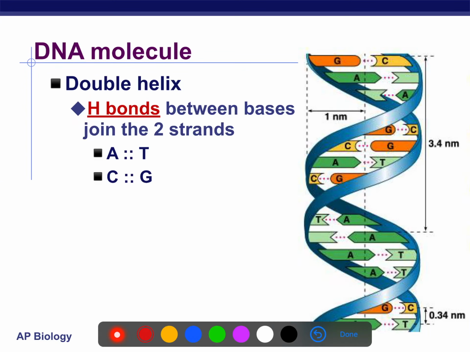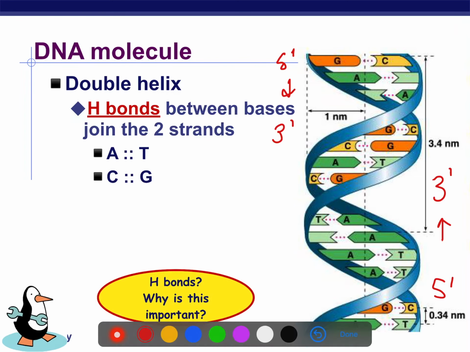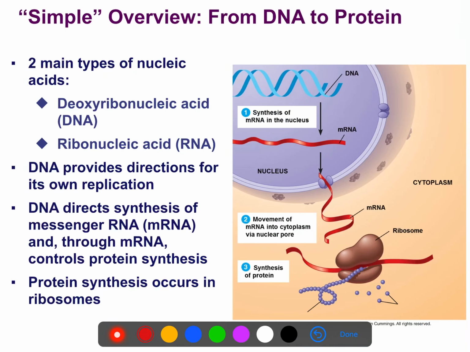And so a DNA molecule, it's a double helix. It forms that helical structure because of the way that the phosphates and sugars connect to each other, and because of that 5' to 3' configuration, one strand is going this way, one strand is going that way, and so that's why it forms that helical structure.